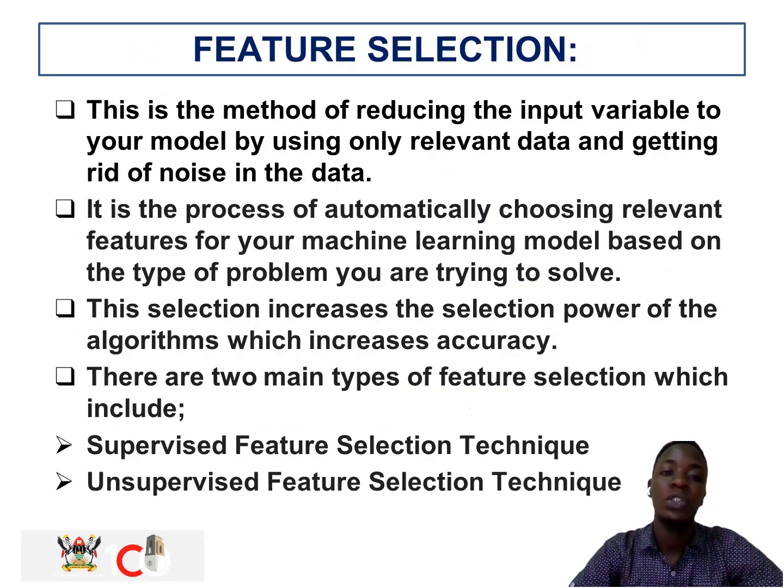When I talk about feature selection, this is the method of reducing the input variables to your model by using only relevant data and getting rid of noise in the data. Feature selection helps us remove unwanted or unnecessary features in the dataset, such that we make the dataset apply to the exact problem it has to solve in the AI project we are working on. It is the process of automatically choosing relevant features for your machine learning model based on the type of problem you are trying to solve.